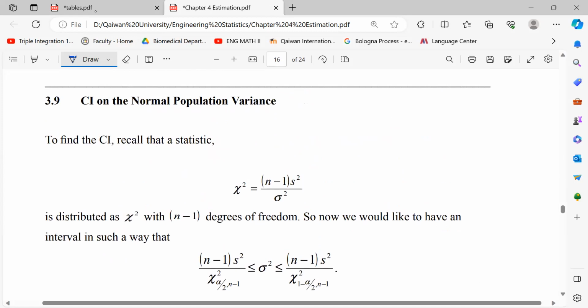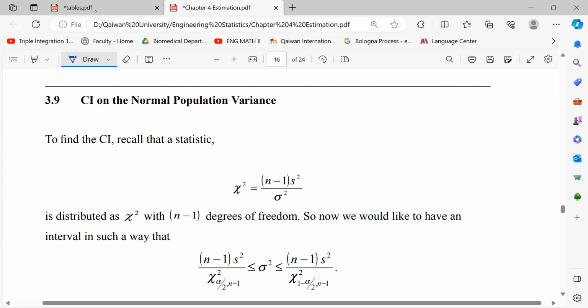Now, the next topic is the confidence interval on the normal population variance. Then we have the ratio of two variances. We have 6 topics. First one for 1 mean, then for the difference of 2 means, and then for 1 population proportion, for the difference of 2 population proportions. And then for 1 variance, for the ratio of 2 variances. Each pair is related to each other.